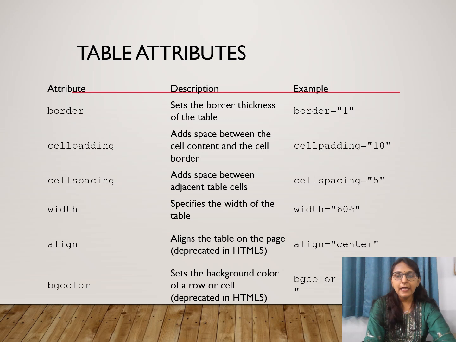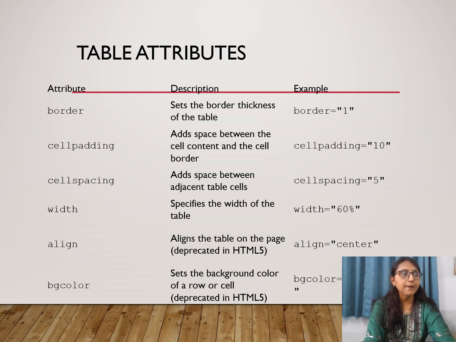Similarly, cell padding adds space between the cell content and the cell. In one cell, if I want space between the text and the boundaries of the cell, at that time I can use the attribute cell padding. Similarly, cell spacing increases or decreases the space between two cells of the table. Width, if I want to specify the width of my table, either 50%, 60%, 80%, then I can use the attribute width.